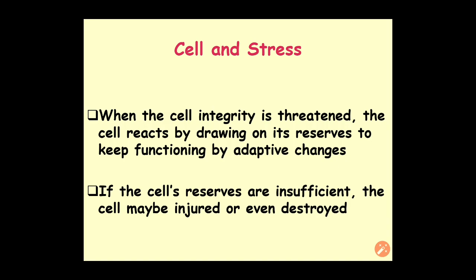All right, so as long as the cell has the reserves at its disposal, it will be able to deal with the ongoing insult. And by reserves, it means only one thing: ATP. For you, for us, for everybody, it means money, right? You have money, everything is fine, right? You can deal with any kind of problem you have. You don't have money, good luck. So in this case, for the cell, it is ATP.